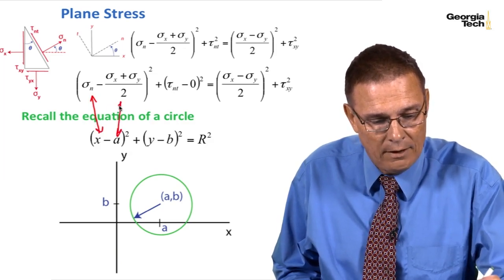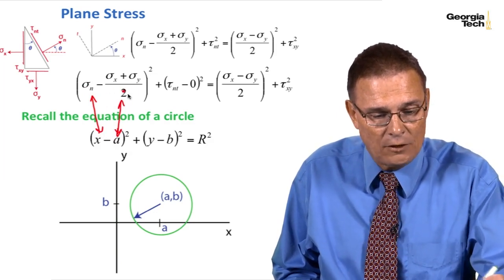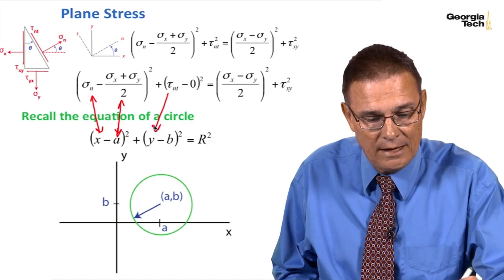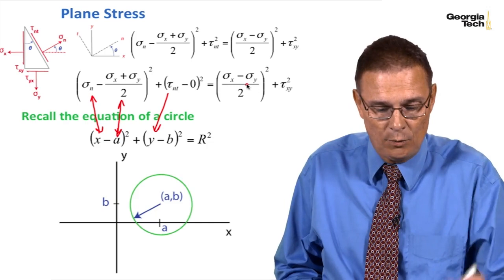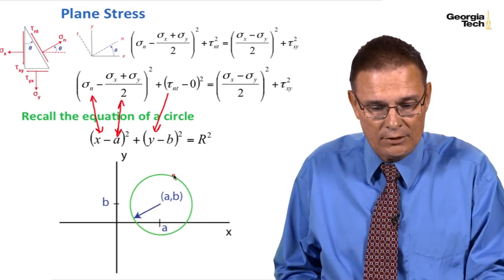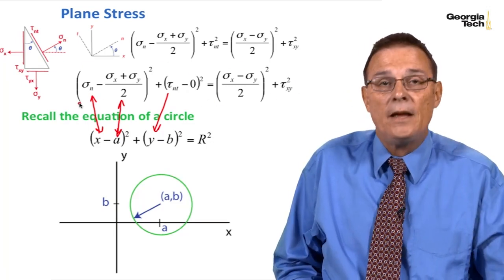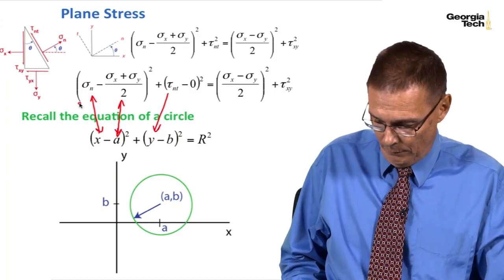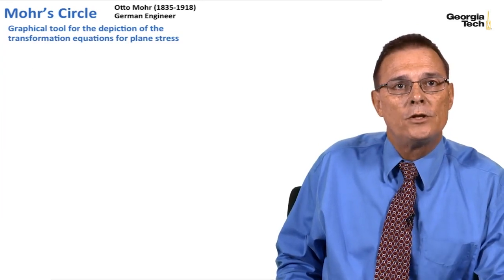Okay, so sigma sub n is the same as x, a is the same as this value, tau sub n is the same as y, b is 0, and the right-hand side is the radius squared. So I have a center of my circle and a radius, and so I can express this equation in the form of an equation for a circle. We call this Mohr's circle. It was an observation of Otto Mohr, a German engineer. It's a graphical tool for the depiction of the transformation equations for plane stress.